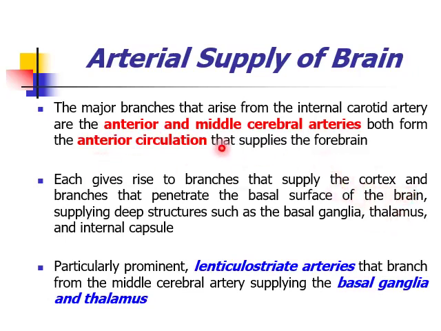So these are cortical branches, whereas other branches penetrate the basal surface of the brain, supplying deeper structures, mainly the basal ganglia, the thalamus, and the internal capsule, and we call these branches the central branches. So they penetrate inside the brain tissue to supply deeper structures, whereas the cortical branches run at the surface of the brain, supplying the outermost part of the cerebral tissue.